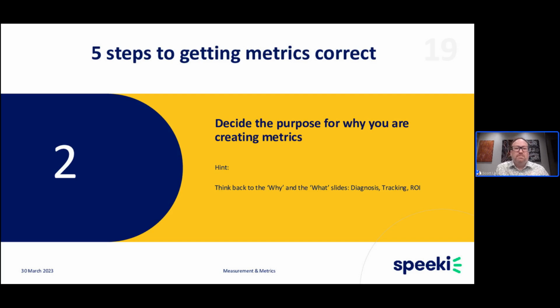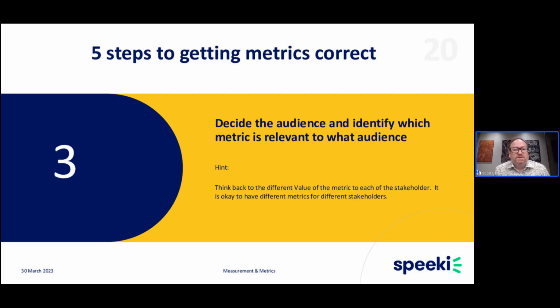So again, multiple different risk areas may apply different categories of metrics. Third step, now that you've worked out what you're going to do, you need to work out your audience. You need to work out what is the audience that I'm going to present these metrics to. And keep in mind that different metrics will apply to different audiences.